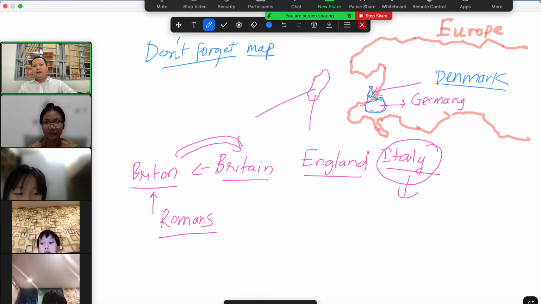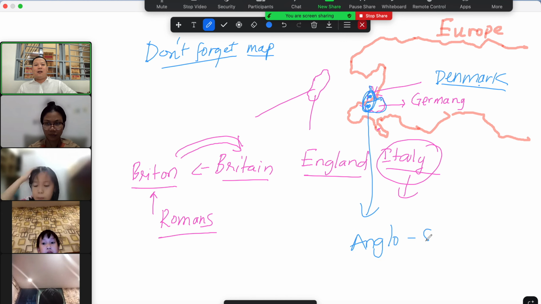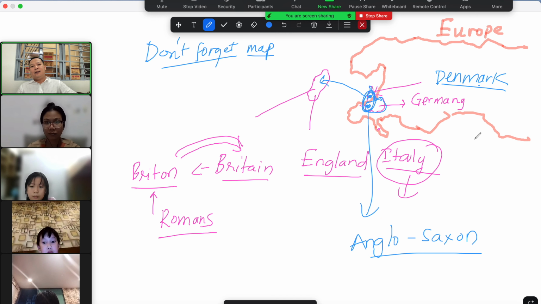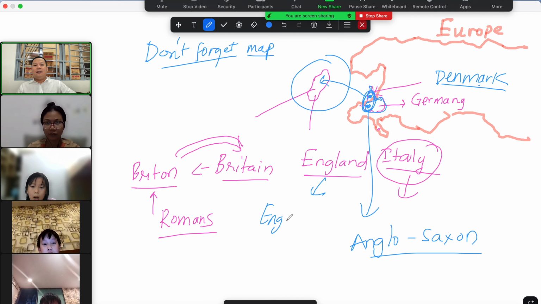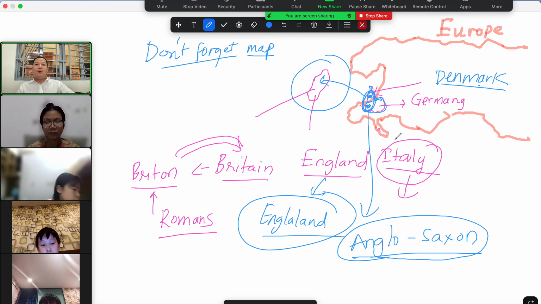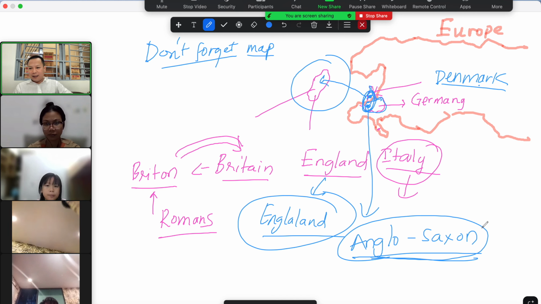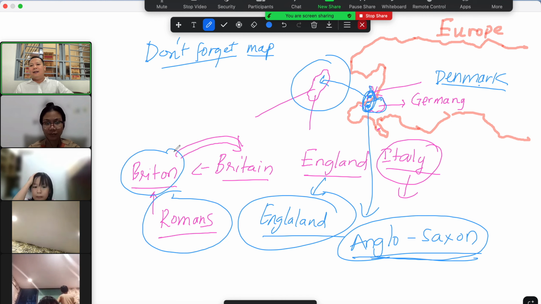Denmark, and in this region, the people in Denmark before and in Germany, these people are called Anglo-Saxon. These Anglo-Saxons came to this land and captured it, and they called it England. So England is the land of the Anglo-Saxons. And Britannia was Roman and then became Britain.